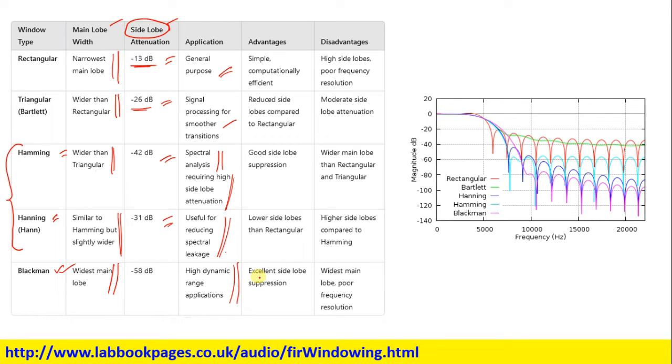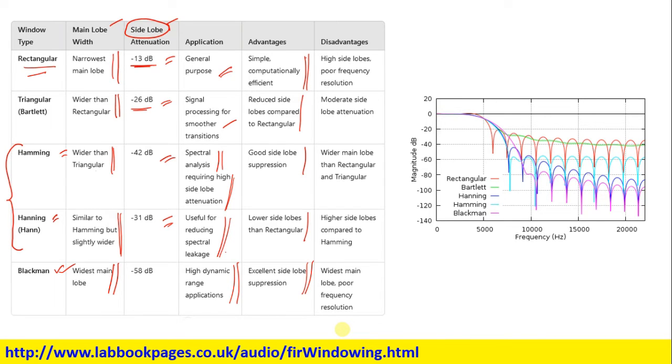Okay, then in advantages, simple and computationally efficient, because as you all know, you are multiplying with a value of 1. Okay. And the next one, in triangular, reduced side lobe compared to the rectangular one. Then good side lobe suppression, lower side lobe suppression as compared to the rectangular one, and excellent side lobe suppression by the Blackman. So overall you will find, in comparison to the rectangular one, all the other windows give a good suppression of the rejected frequency components.